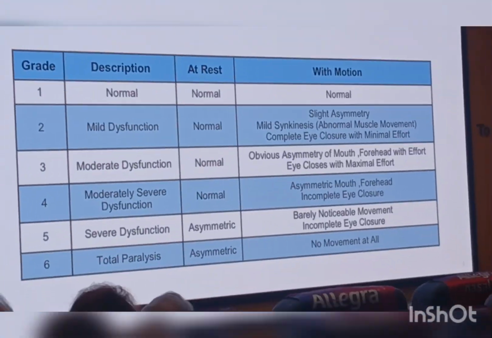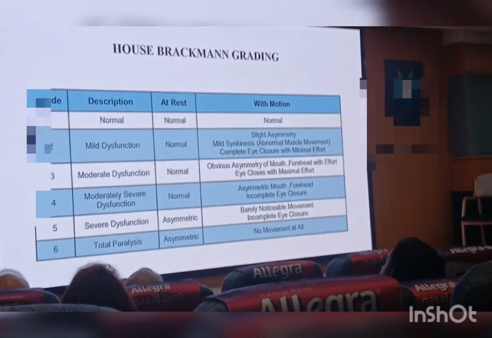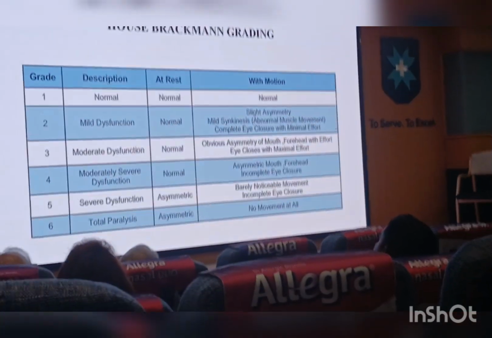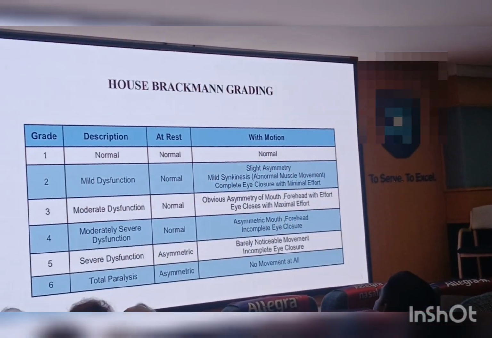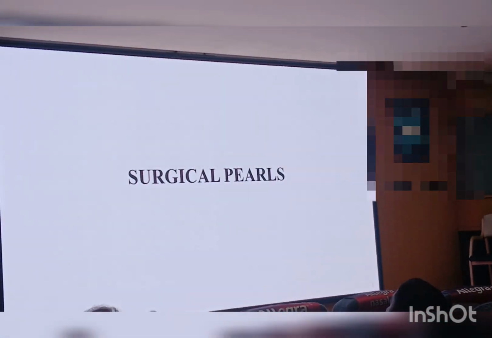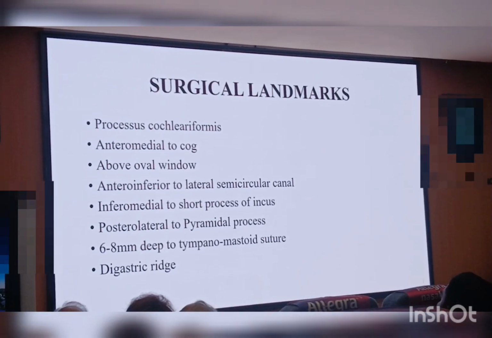This is the House-Brackmann classification. In grade 5 and 6, you have asymmetry at rest. And in grade 1 to 4, it is normal. At rest, the patient has a normal appearance of the face. So these are important. Let me tell what is COG.